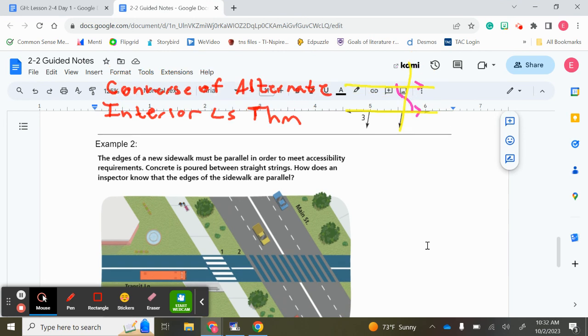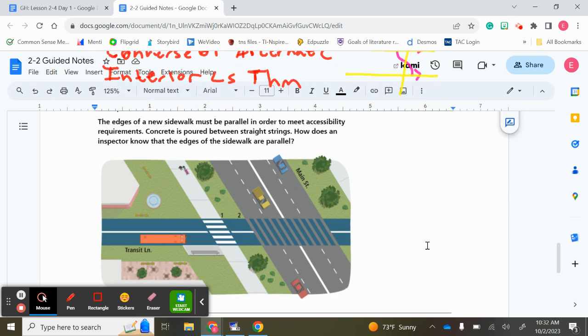All right, let's take a look at example 2. The edges of a new sidewalk must be parallel in order to meet accessibility requirements. Concrete is poured between straight strings. How does the inspector know that the edges of the sidewalk are parallel?